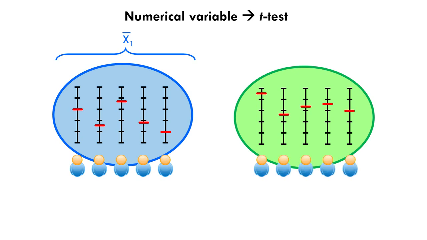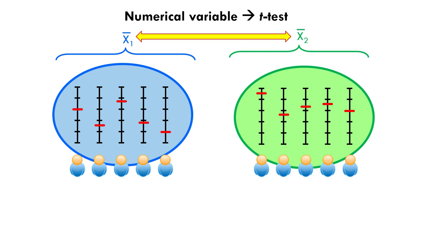And then you have this other group, and each individual there has a value on this numerical scale, and you can come up with a mean value, and that's the mean of that other group. You can compare those two means by using a sampling, or by using a t-test for means, right?